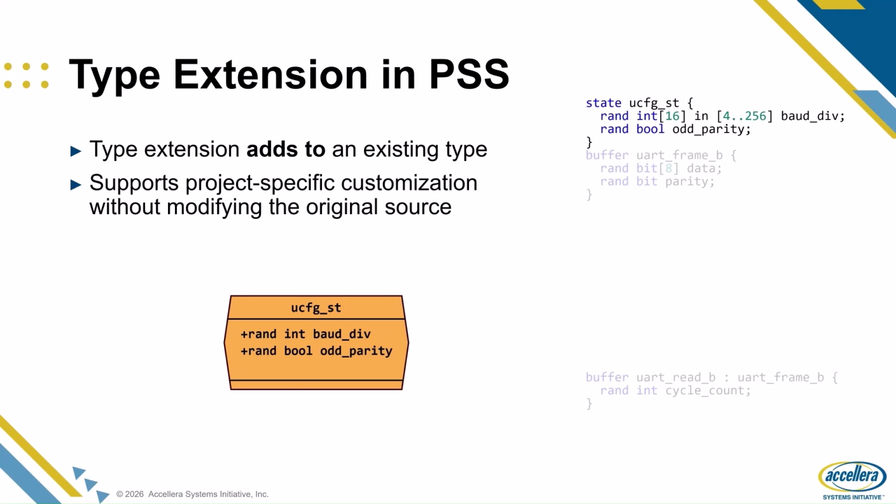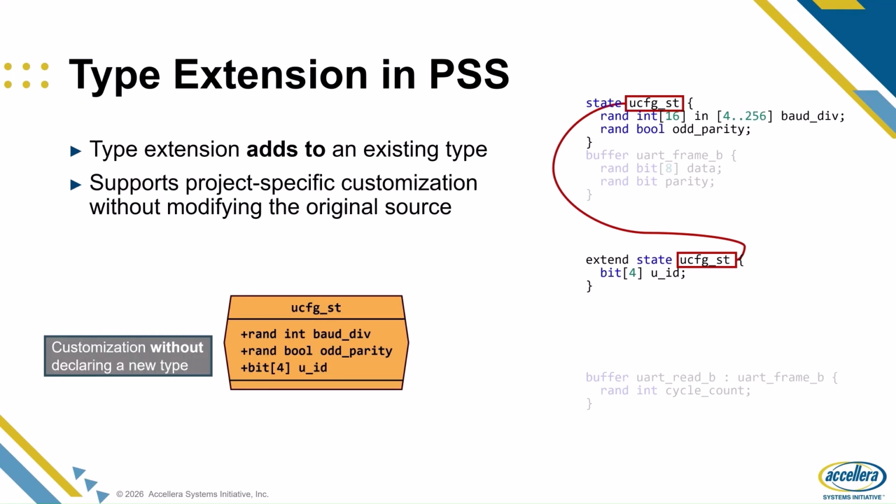Type extension is different from inheritance. Instead of creating a new type, extension adds fields or constraints to an existing type. This lets you customize things for your specific project without touching the original source. So here we see our UART config state object with a baud divider and odd parity field. The extend statement lets us add the UID field to the UART config state type as if it were part of the original definition. This does not create a new type. Instead, every instance of UART config state now has the UID field everywhere in the model. Type extension is really helpful for IP reuse scenarios where the base package is delivered by one team and project-specific extensions are layered on by another.